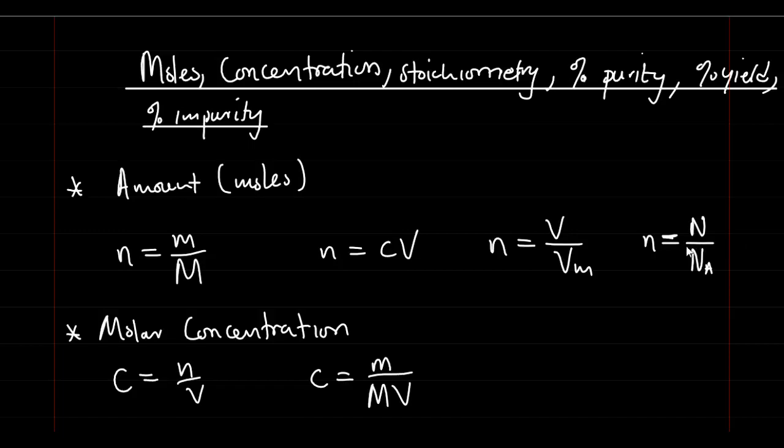Also from grade 10, number of atoms divided by Avogadro's number gives us number of moles. Okay, so let's start with these things of moles. In n is equal to m over M, m is the given mass and M is the molar mass.